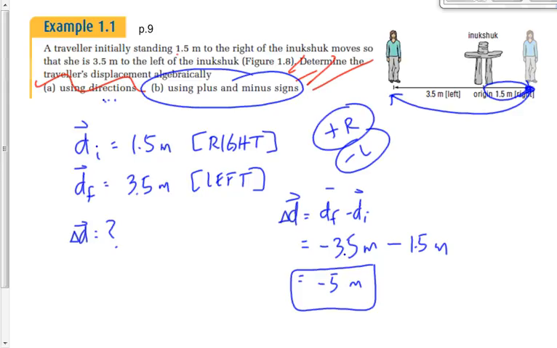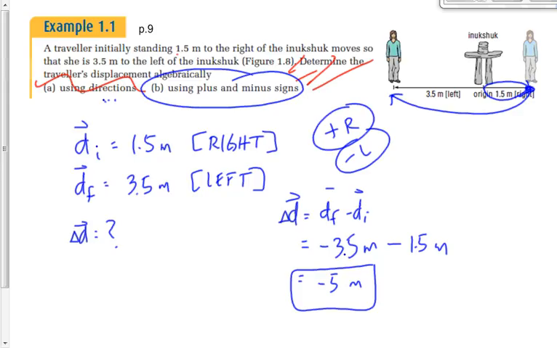What does that mean? What's my displacement? 5 meters to the left, right? Now it means I've traveled 5 meters to the left, right? My final position was 3.5 meters to the left. I've traveled 5 meters to the left. Does that make some sense?